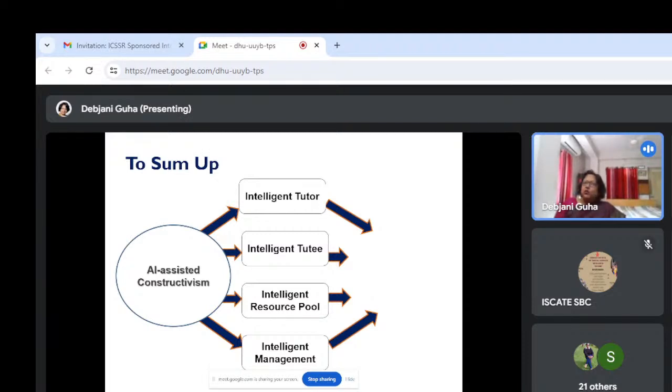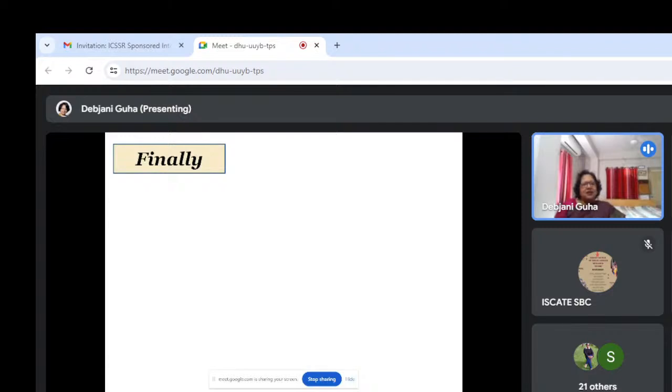And if I want to sum up my lecture or my talk, I can say that a new learning theory may be developed that will be called AI-assisted constructivism, where there will be an intelligent tutor, intelligent duty, intelligent resource pool, and intelligent management, and in the presence of all this, interactive, efficient, active, engaging learning outcomes would be possible. And finally, I want to conclude in this way.